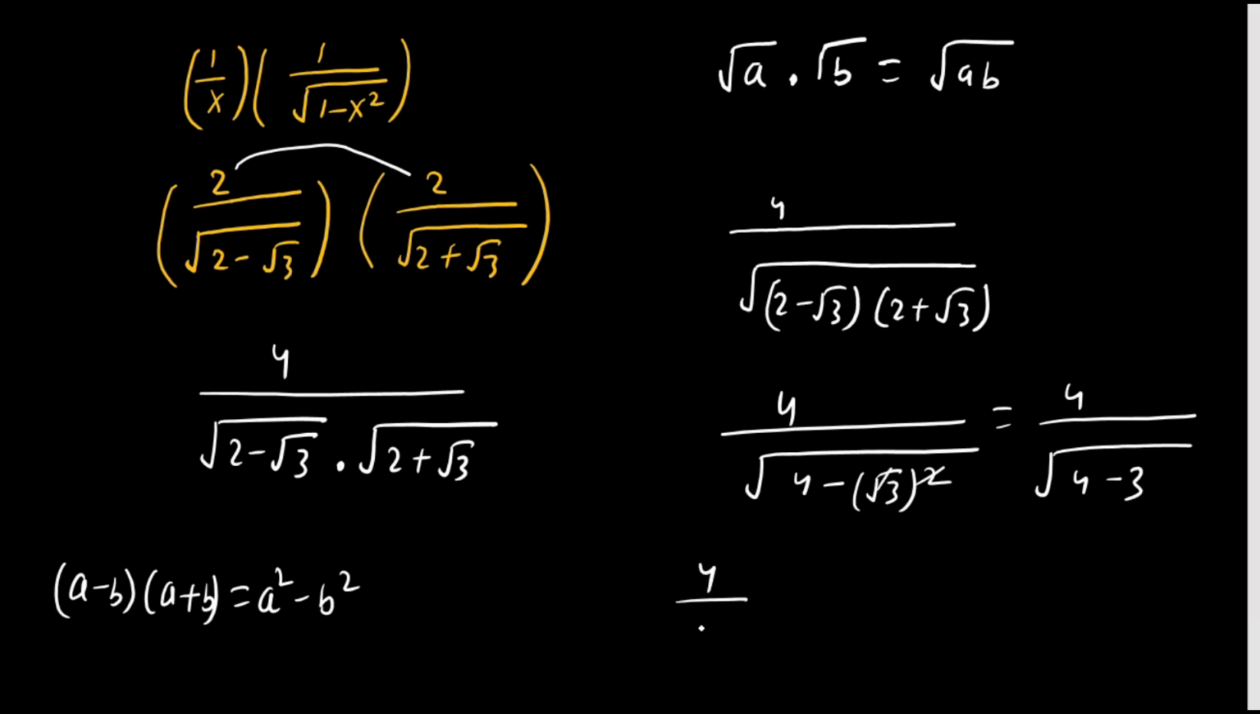Then 4 divided by square root of 1, and we know that square root of 1 is 1, and 4 divided by 1 is 4. This is our final answer.